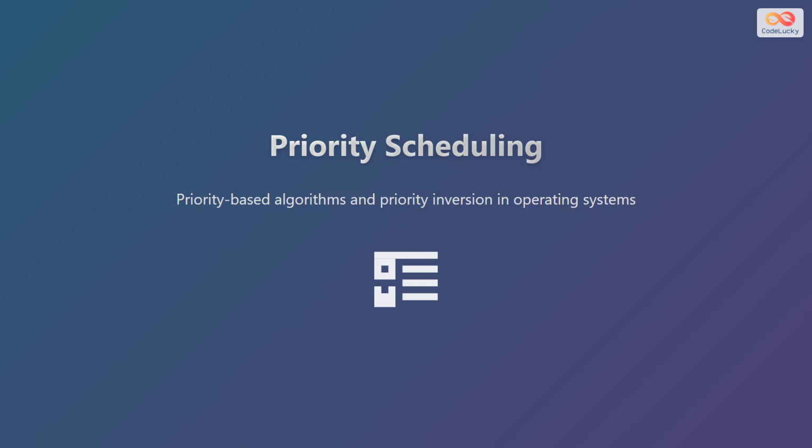Hello everyone and welcome. Today, we are diving into the world of operating systems to explore a scheduling algorithm known as priority scheduling. This method is all about giving preferential treatment to certain processes over others. In this presentation, we will explore priority-based algorithms and priority inversion in operating systems.